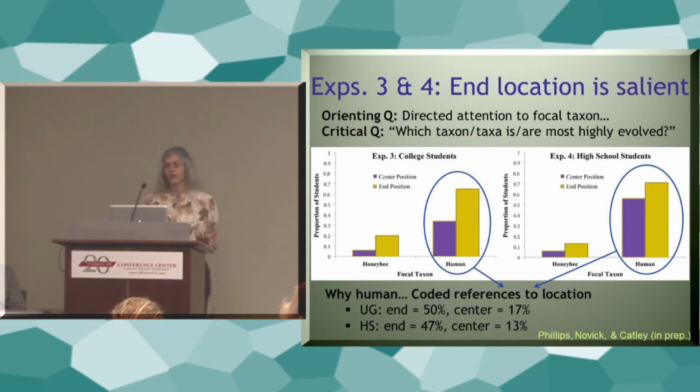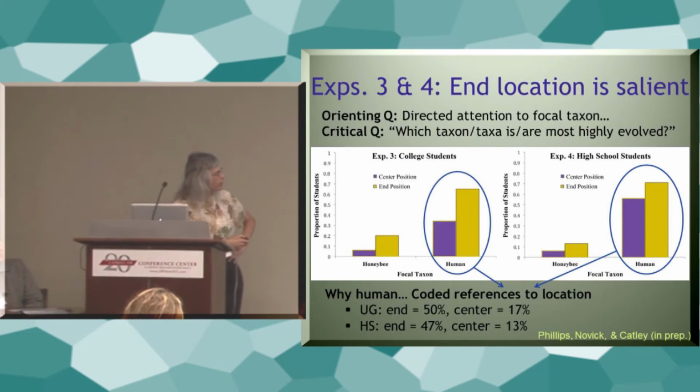And then the critical question for this particular study was which taxon or taxa is or are most highly evolved. The correct answer is this is a meaningless question, and basically nobody said that, but we were interested in what kinds of mistakes they make. Do they mention the focal taxon, and does that vary as a function of how we rotated the branches? And the answer is yes. So you can see on the left for the college students, on the right for the high school students, the same pattern of results.